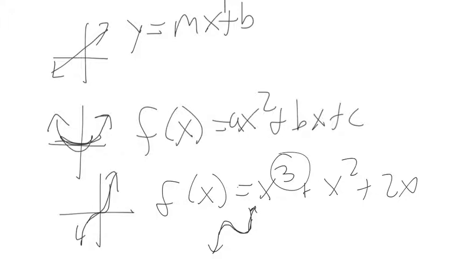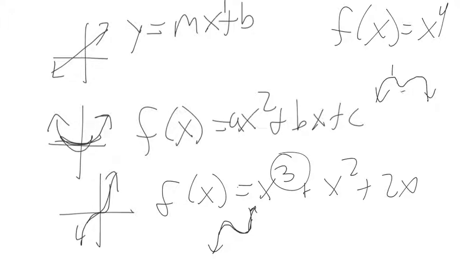What do you think? How many curves do you think you could have for f of x is x to the 4th? The 4th power could end up looking like this, when you have 1, 2, 3 curves. So the number of curves is the highest exponent minus 1.